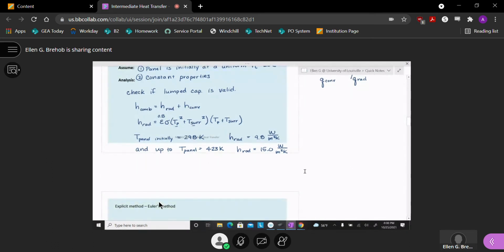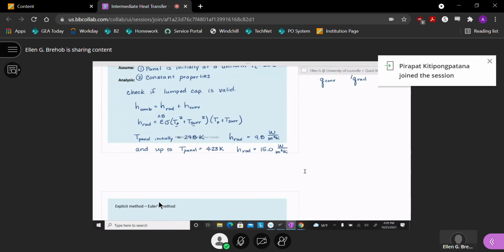All right. So then if I think through, to check lumped capacitance, I want to use the larger of these two heat transfer coefficients to give a good estimate whether lumped capacitance could be used.